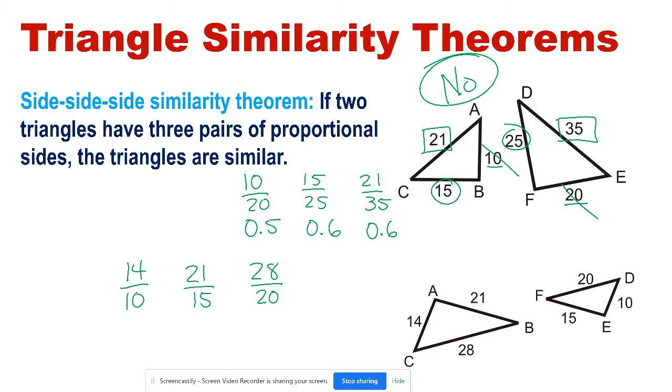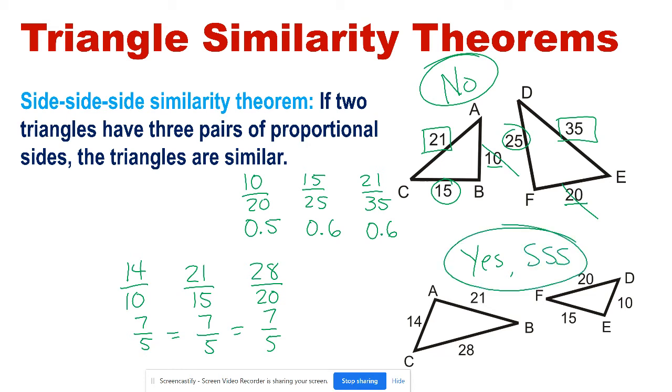14 and 10 will both divide by 2. I get 7 over 5. 21 and 15, those will divide by 3, and I get 7 over 5. And then 28 and 20, I can divide both numbers by 4. I get 7 over 5. These are all equal. That means all three sets of sides are proportional. So this would be a yes by side, side, side.